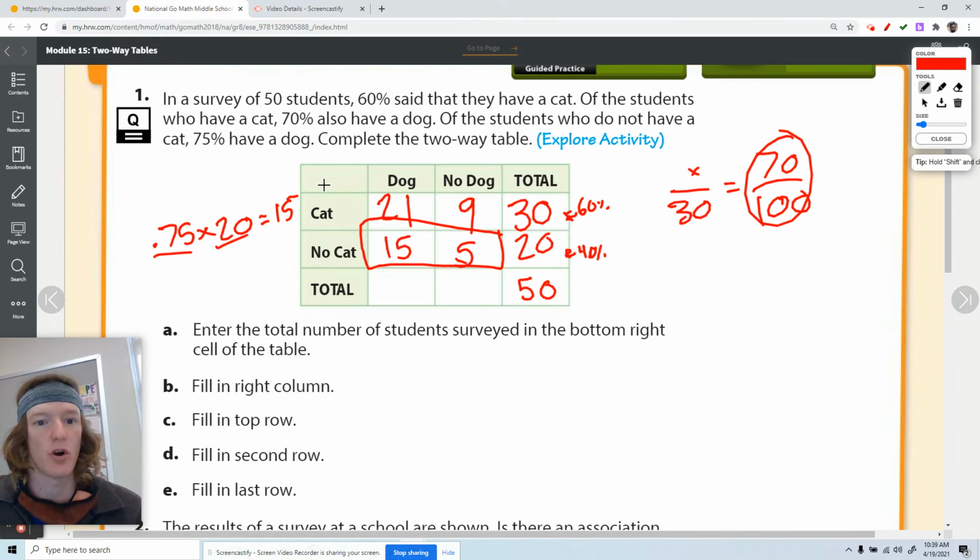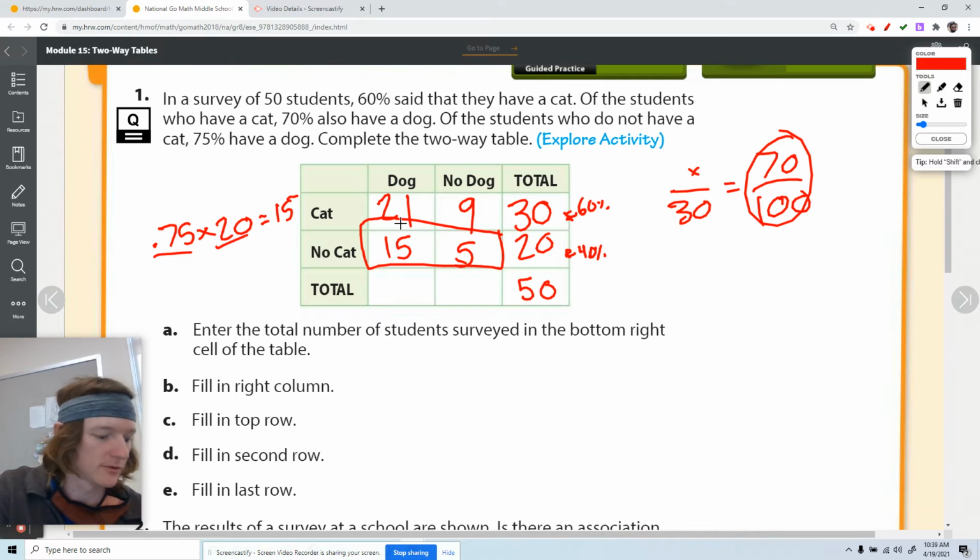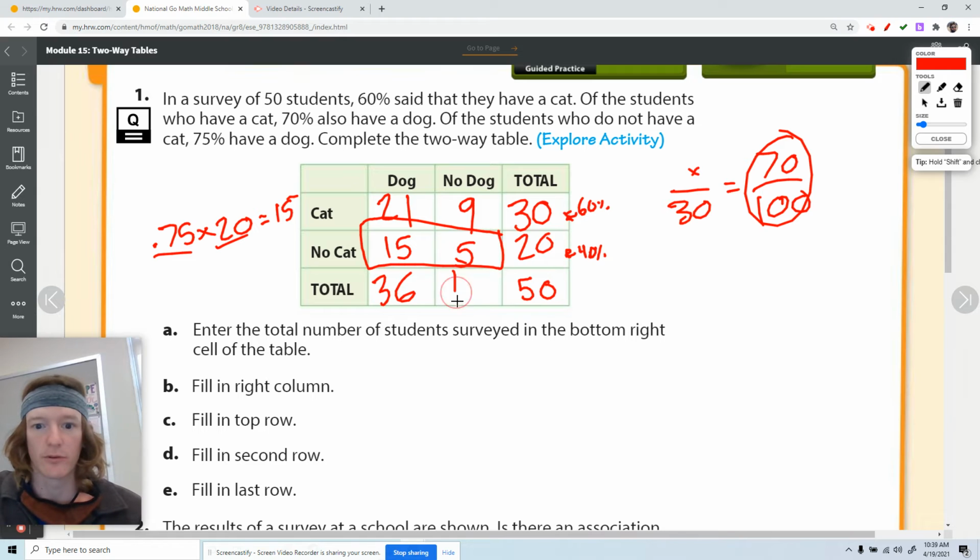have a dog. So 21 plus 15 goes in this bottom left box. We got 36. And then 9 plus 5, we get 14. And then 36 plus 14 does equal 50. So we are set. We did great. We got it.